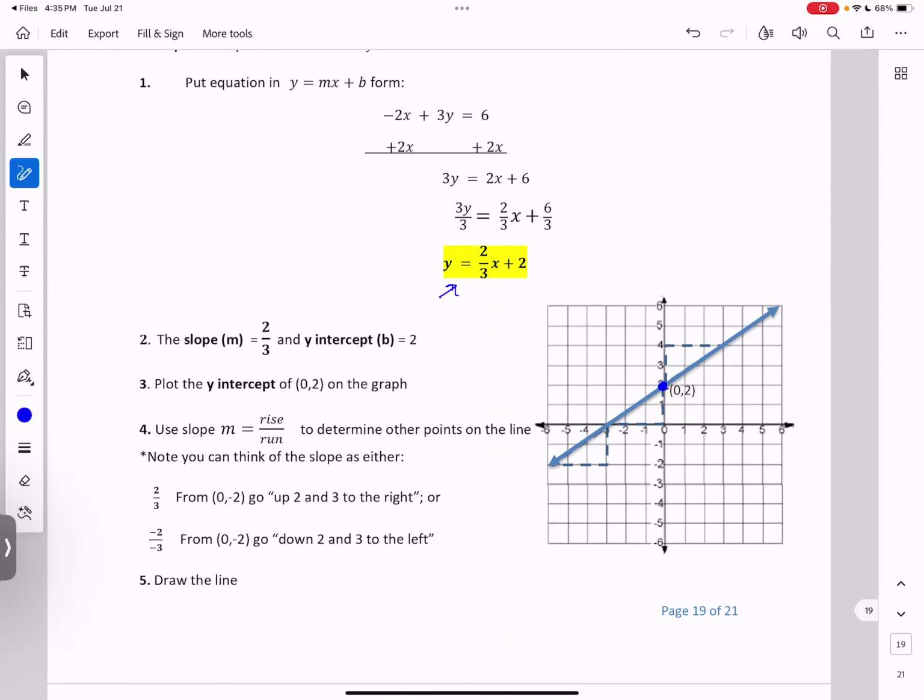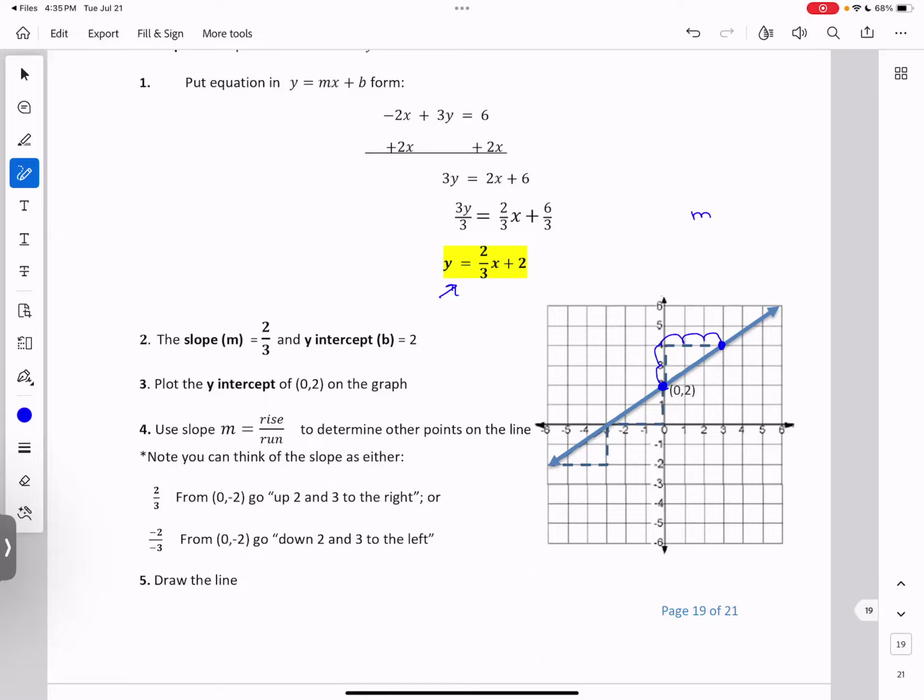And then from there, we know the rise over run is 2/3. So we could say, okay, well, that's 2 units up and 3 units to the right, giving us a second point here. And now you can connect those points to draw your line.